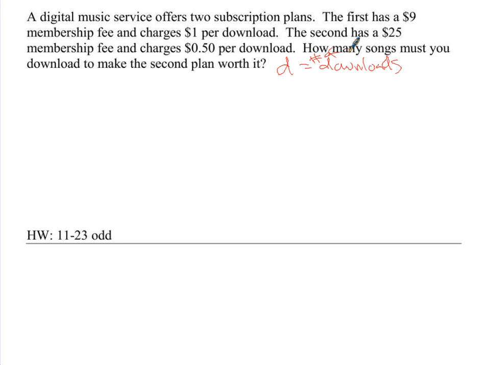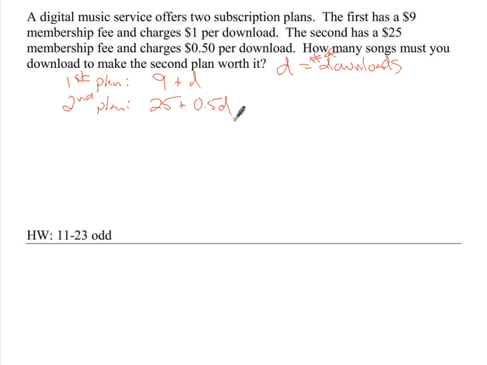Okay, so I need to know what I'm talking about, right? So I'm going to go first plan, and then I'm going to write that expression. What is the first plan's expression going to be? Yes, right off the bat, I'm hit with 9 plus $1 per download, so 1D or just D. Okay, is that it? That's it. Second plan. Hit with $25 fee immediately. Plus 0.5D.